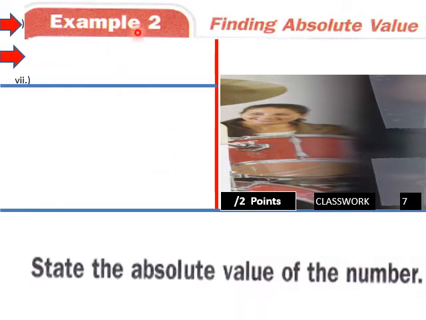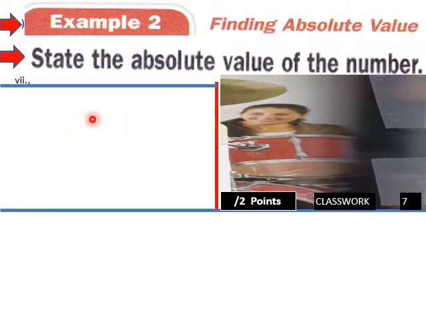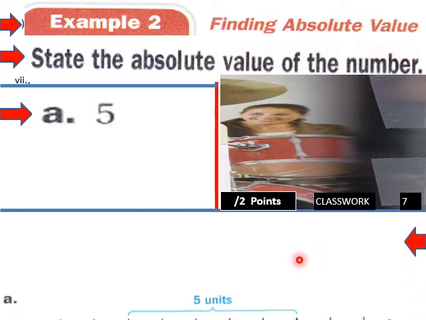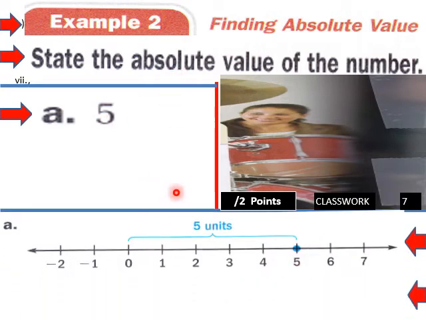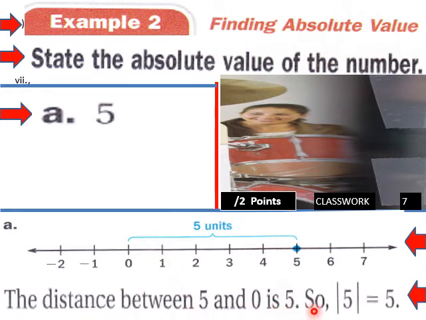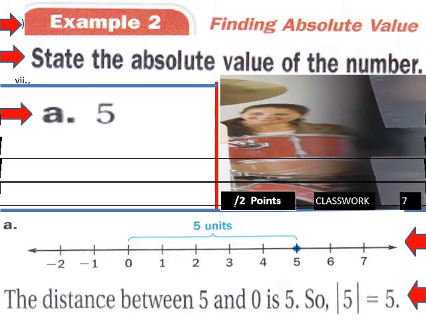Well, let's do example 2, finding absolute value. So A is 5. What's the absolute value of A? So we go from 0 to 5, which is 5 units. So the absolute value of positive 5 would be 5, wouldn't it? State the absolute value of the numbers. So the absolute value of 5, these are your absolute value bars here, these vertical bars. The distance between 5 and 0 is 5, so the absolute value of 5 will be 5. It's 5 units from the origin.